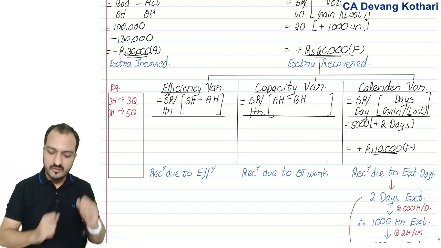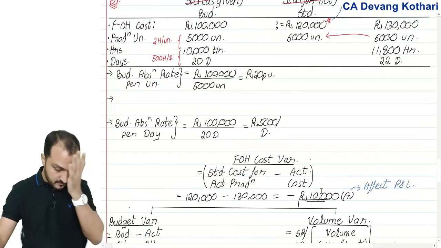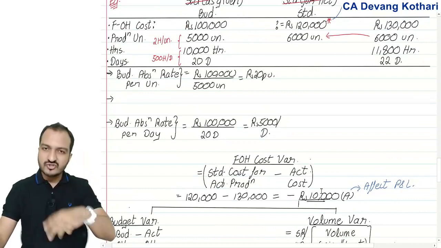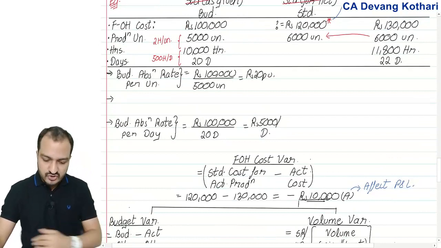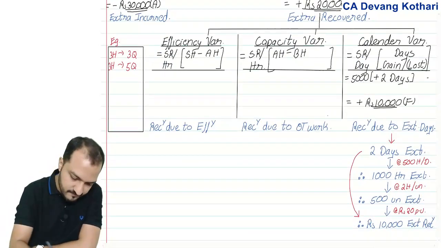Next, we go to the capacity variance. See, apart from working 2 days extra, because of 2 days of extra working, you already got 1,000 hours extra.